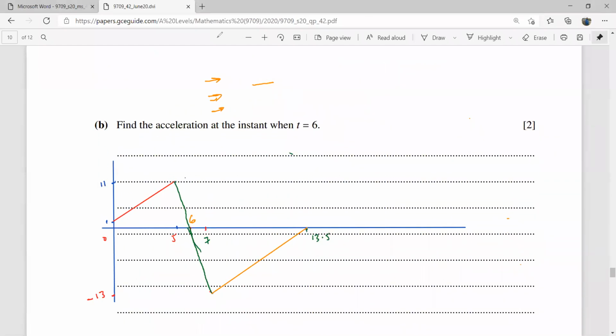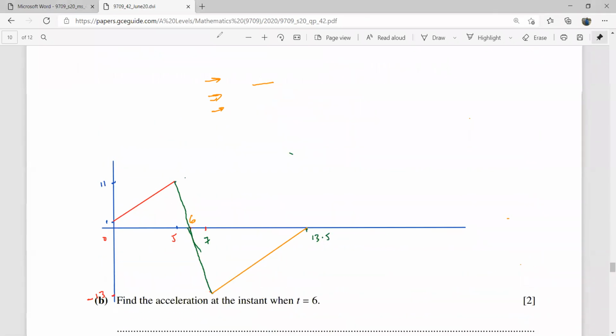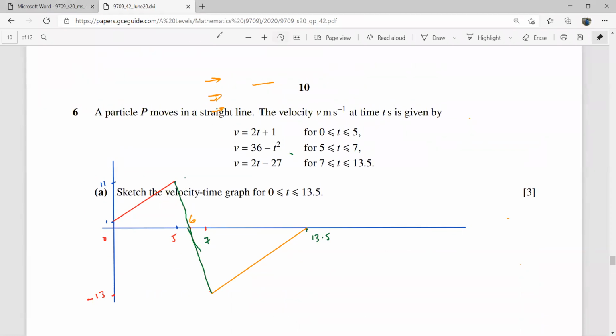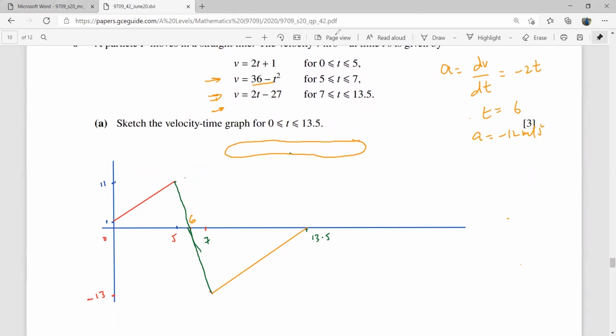It says find the acceleration at the instant when the time is 6. So this acceleration is actually happening in this quadratic part here, okay? So the time 6 falls here. So we have the acceleration, that is dv by dt. You differentiate this, you get minus 2t. And then you put t equal to 6 into it. So that is going to be minus 12 meters per second squared. That is the acceleration when the time is 6. Okay. Then see what is there in the C part.